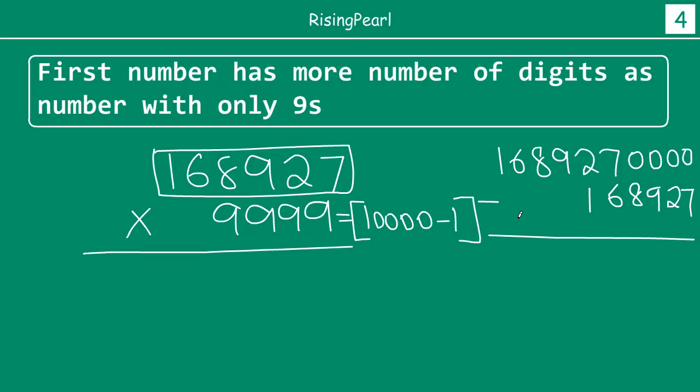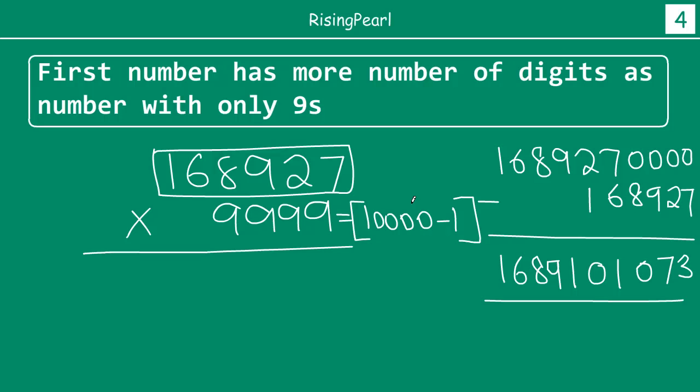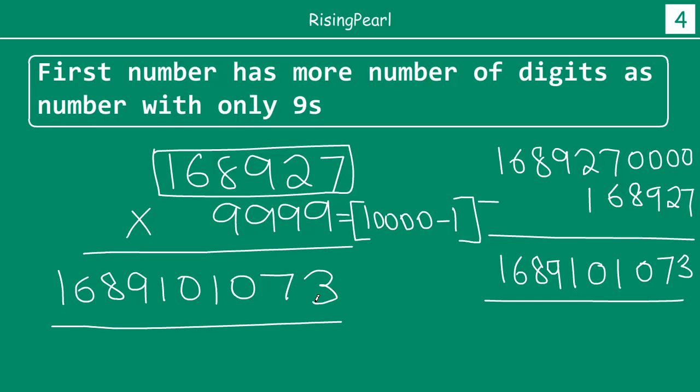So we do the subtraction. So this one will be 3. So this one will be 7. This one will be 0. This one will be 1. And now this will be 6. So this will be 0. So here we have 1. And these numbers will stay as is. 1, 6, 8, 9. So if we do this multiplication, we are going to get, let's write it here, 1, 6, 8, 9, 1, 0, 1, 0, 7, 3. So this is what will be the product when we multiply these two numbers.